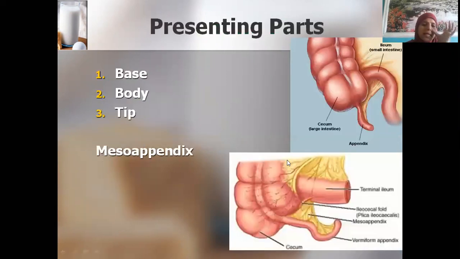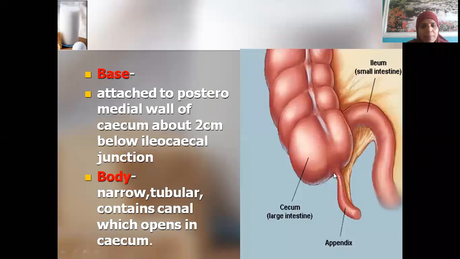Now coming to the parts of the appendix, it has a base, this whole thing is the body, and this particular point is the tip. Base, body and tip. And the fold of peritoneum is the mesoappendix. So where is the base attached? To the posterior medial wall of the cecum, about 2 centimeters below the iliocecal junction.